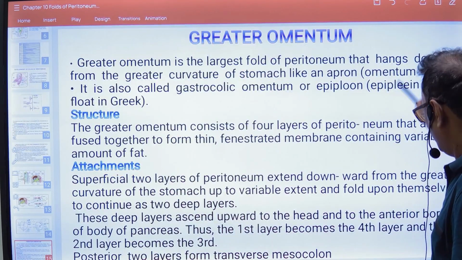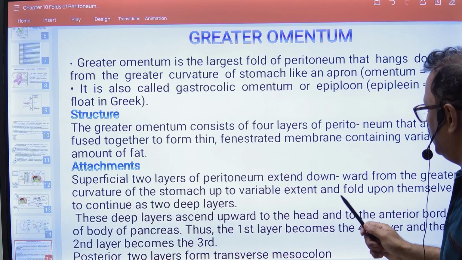So tomorrow we will talk about the greater omentum. Thank you.